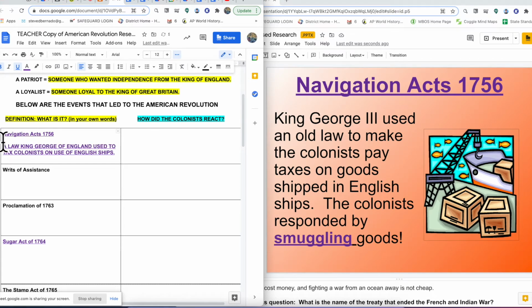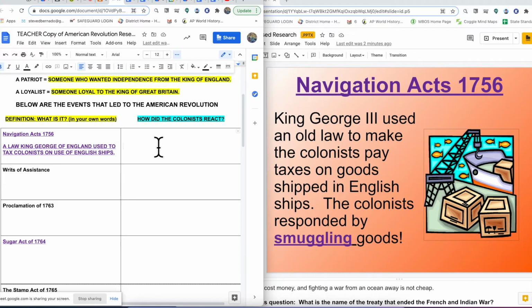So it's a law that King George of England used to tax colonists on the use of English ships. If you're a businessman living in the 13 colonies and you own a shoe company and you want to ship shoes to Great Britain because you know British people in England love your shoes. When you travel there, you only brought about 50 pairs. They sold out in a matter of hours.